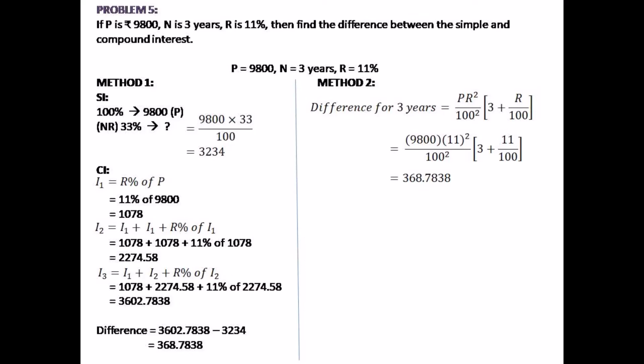Difference for 3 years equals PR square by 100 square into 3 plus R by 100. That is 9800 into 11 square by 100 square into 3 plus 11 by 100. On solving we get the difference as 368.7838. Therefore, the difference for 3 years is 368.7838.